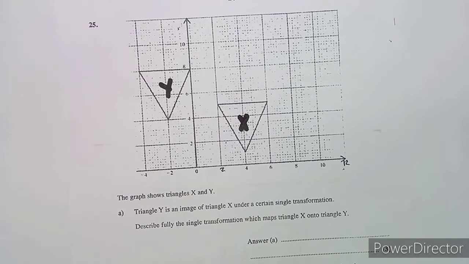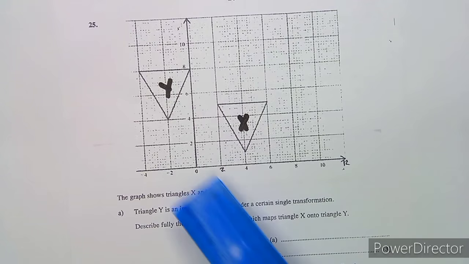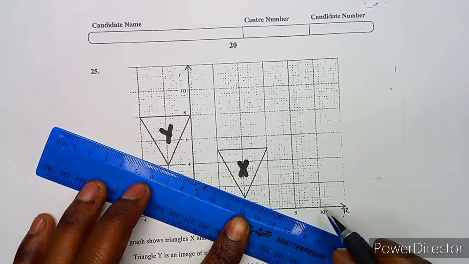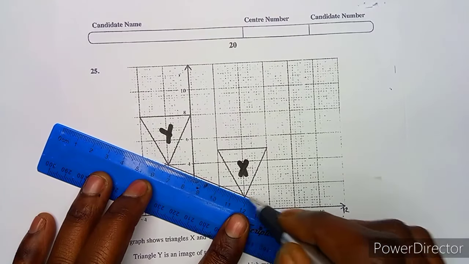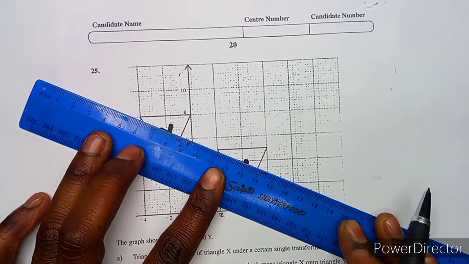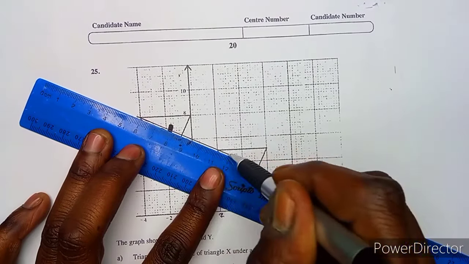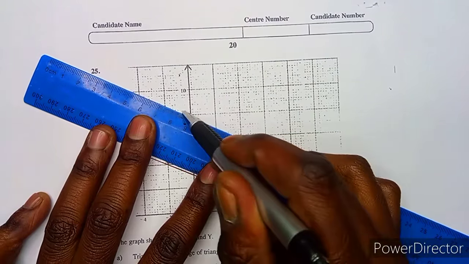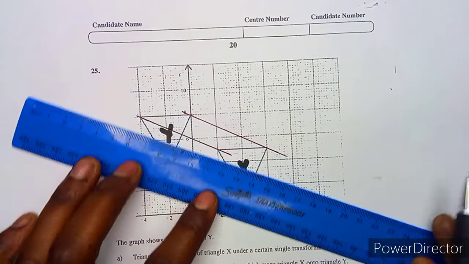Then you're asked to describe that transformation. So definitely for you to describe the transformation, if you cross-check the object and the image, these are isometries. They are the same. So you can join corresponding elements. Let's join corresponding elements. This point and this point can be joined together. This point and this point, you join them together. Those are your corresponding points.